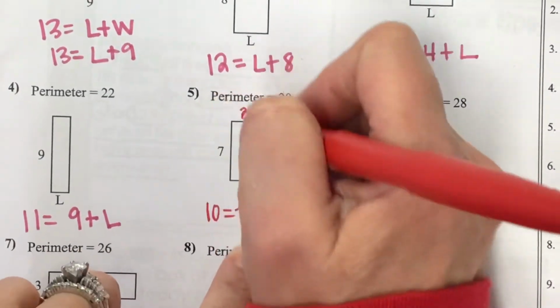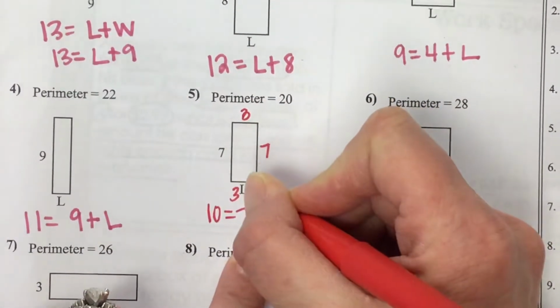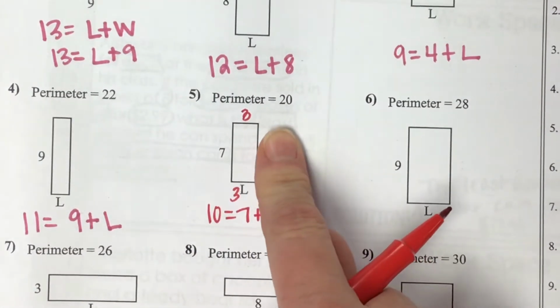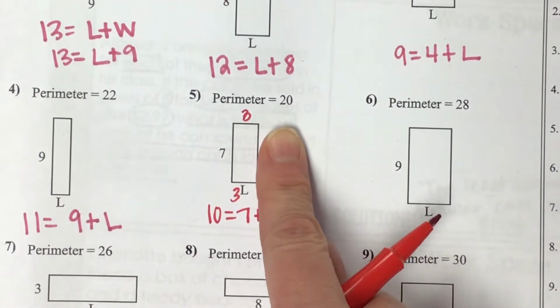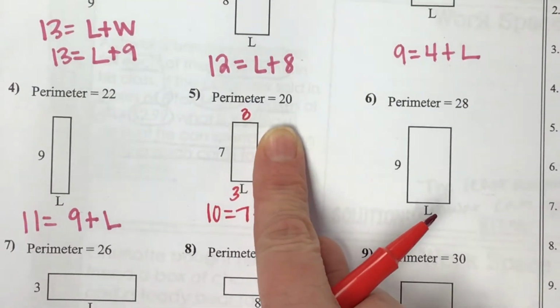Remember also that you can always come through here and label all the sides and add them up, and make sure that it's matching your perimeter, especially on a test when you're only doing 1 or 2 like this. Take the time to check them and make sure they're right.